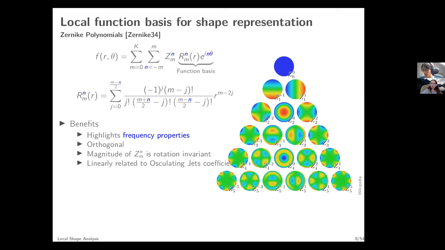And of course, it's linearly related to the osculating jets coefficients, but the linear transform to go from one to the other is very, very complicated, so we're not going to look into that. There is still a drawback for this basis, which is that there is no explicit link between the coefficients and the differential quantities, which were pretty easy to get from the osculating jets. So that's something we might want to fix.